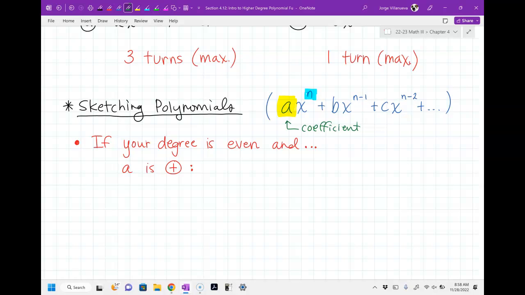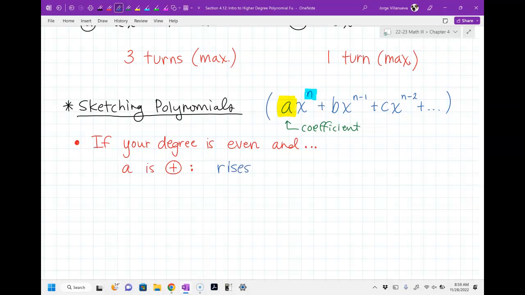Like I said, I know you guys have probably learned this terminology before, so I'm just reviewing it. It's called your coefficient, okay? And since it's in front of the highest degree, it's actually called your leading coefficient, but we'll just stick with coefficient for now. So if your degree is even, so if it's a power of 2, 4, 6, 8, 10, 12, etc., and A is positive, then the graph is going to have the following behavior.